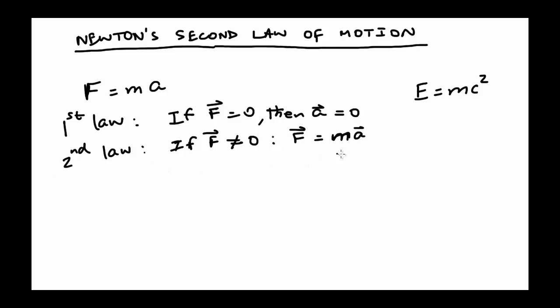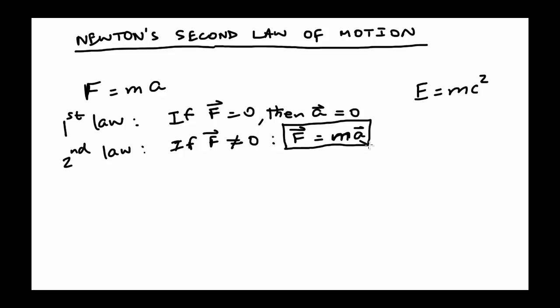For starters, you can see that the second law is a superset that includes the first law, because if I have this equation F equals ma, and if I set F as 0, and m here is the mass of the object, which is not 0, then the acceleration must be 0. And that was the first law. The first thing this equation tells us is that if there is an external force acting on an object, it changes its state of motion.